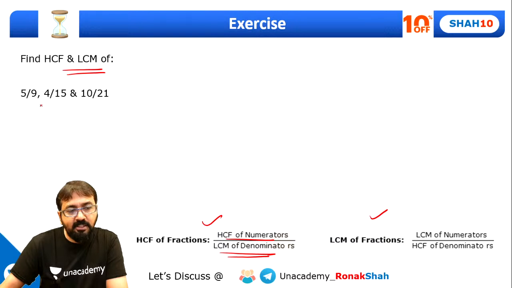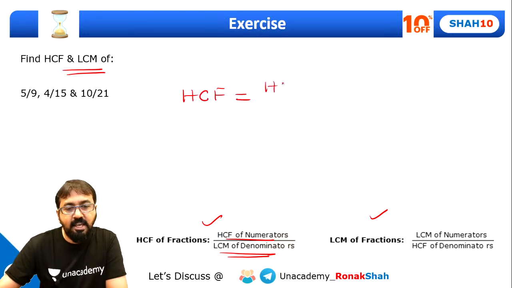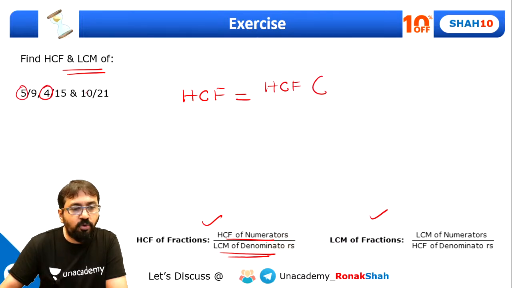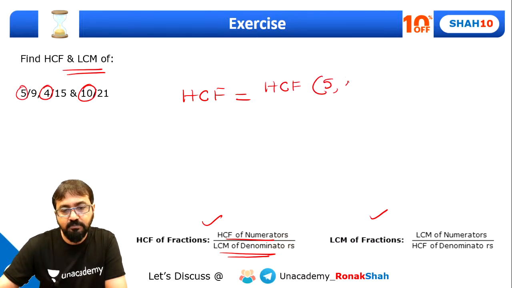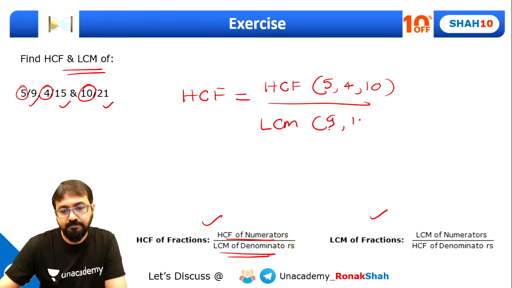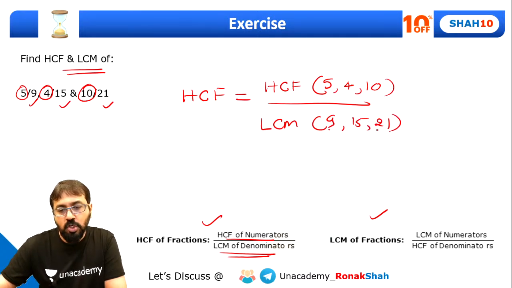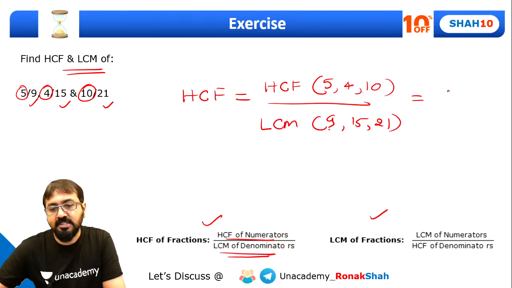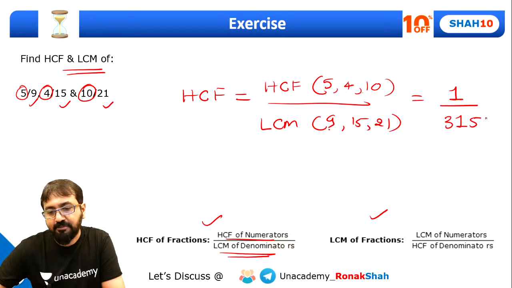So for example here, if I want to find out HCF, HCF will be HCF of numerators. Now what are the numerators, 4 and 10? Divide by LCM of denominators. What are the denominators? 9, 15 and 21. So if you solve this, HCF of these 3 numbers will be 1. LCM of these denominators will be 315.